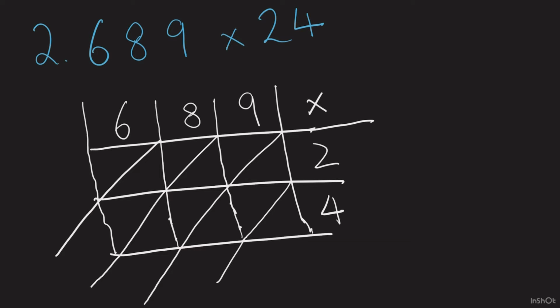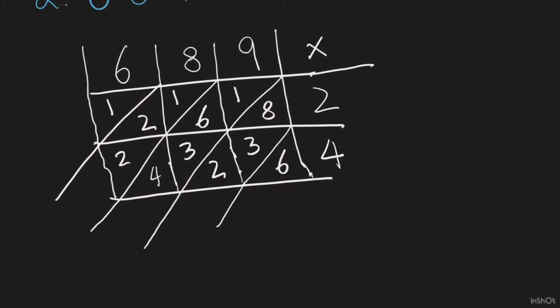Perfect. Now we're doing 2 times 9, which is 18, so put 1 up here, put 8 down here. 2 times 6 is 12, 1 up here, and 2 down here. Now we're doing 2 times 6, so 1 up here, and 2 down here. And now we're doing 4 times 9, which is 36, so put 3 up here, and put 6 down here. 4 times 8 is 32, and then 4 times 6 is 24. Okay, perfect. Now let's add them up again.